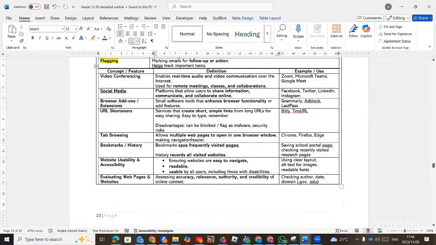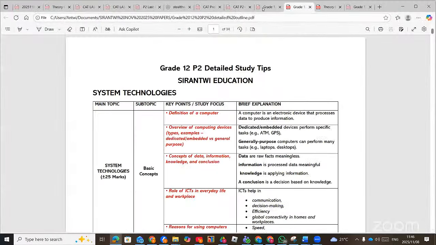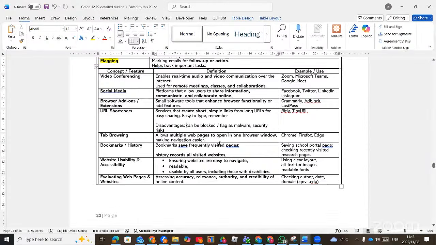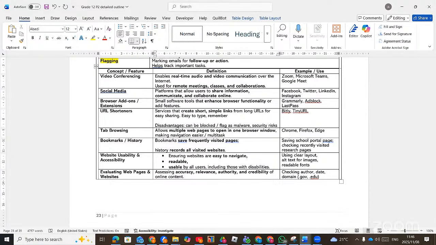Right, tab browsing: allowing multiple web pages to be open in one web window. That makes navigation easier. Like in Chrome, like you see here, multiple tabs can be open, that you can close. We call it tab browsing. It's easier to navigate and also easier to multitask. Last year's question paper asked for advantages of tab browsing also. So you need to take note of that.